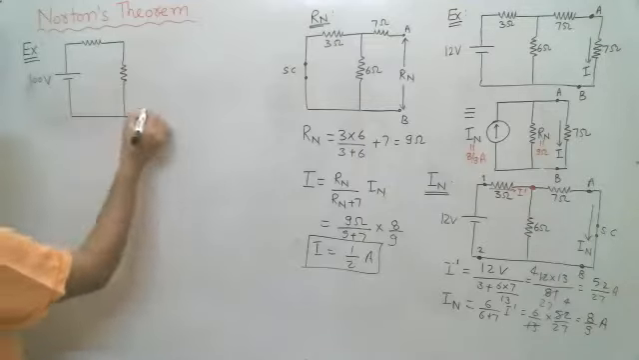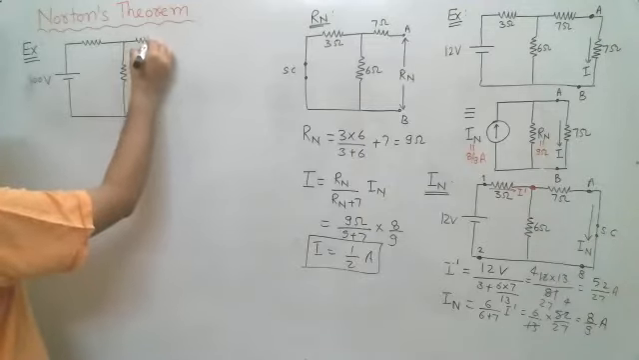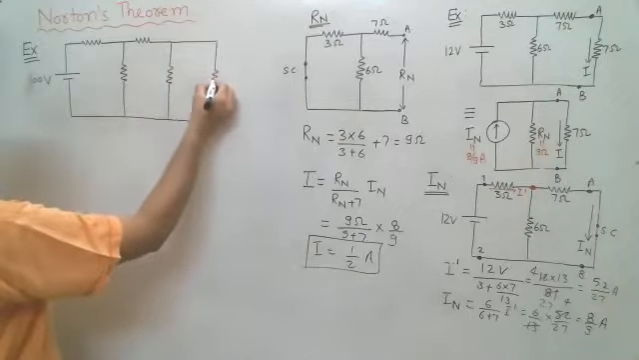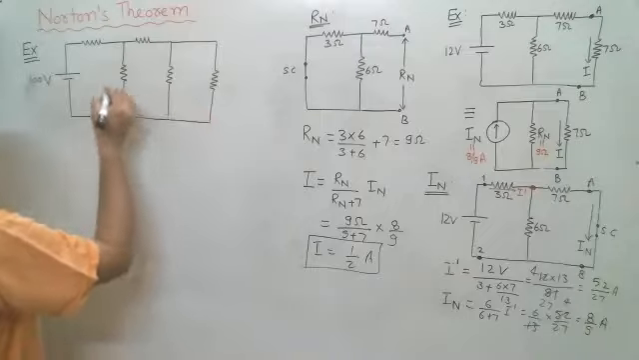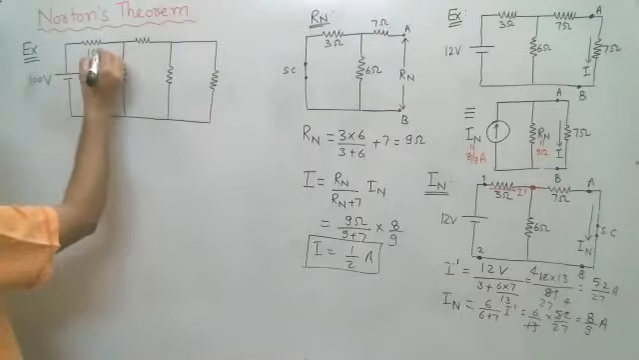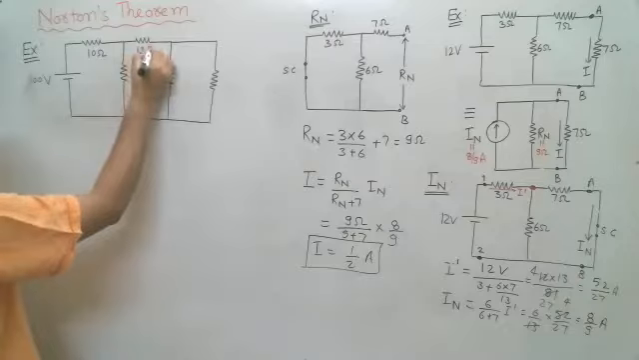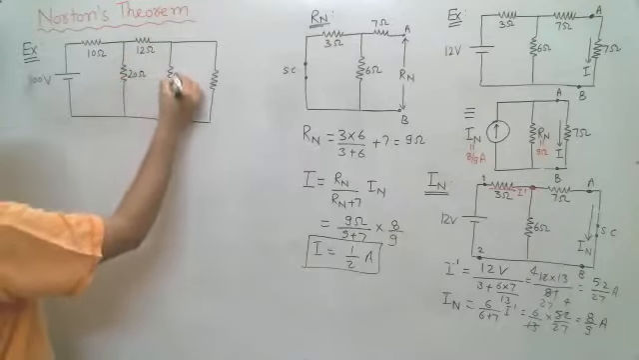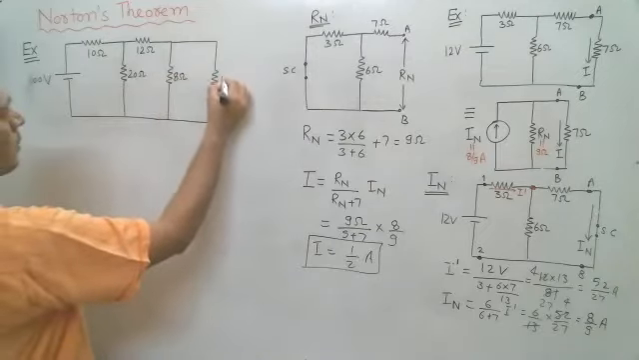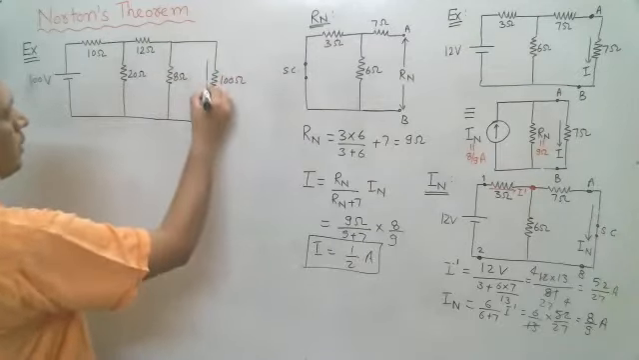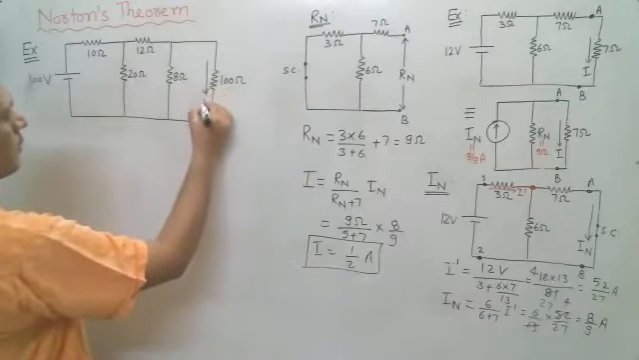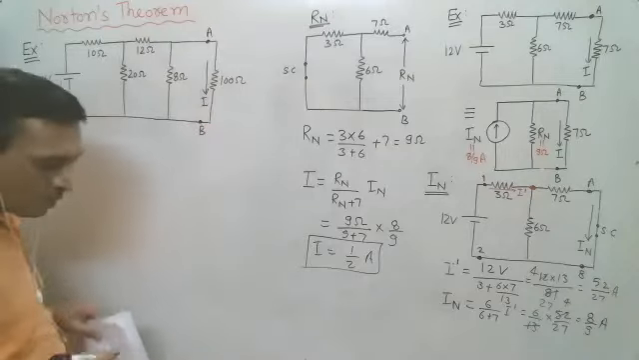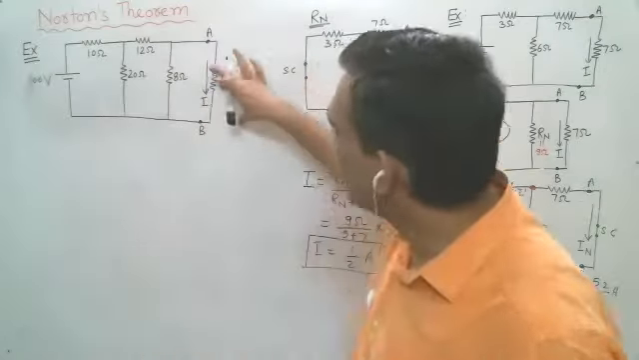Now let us consider a 3-loop network. This is 10 ohm. This is 12 ohm. This is 20 ohm. 8 ohm. And this is 100 ohm. What will be this current? Now this is A and B. Draw Norton's equivalent and find the current through 100 ohm.